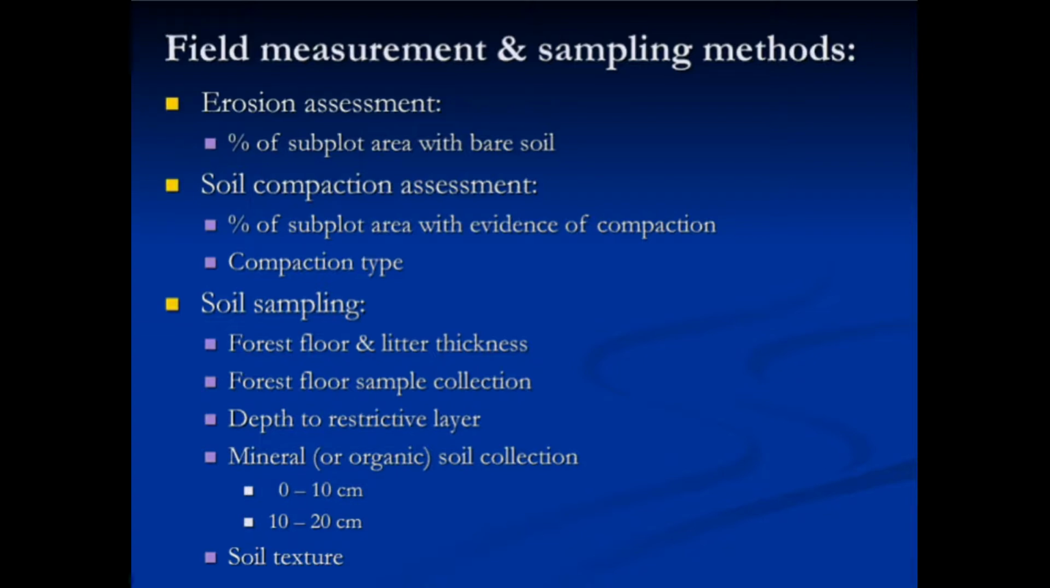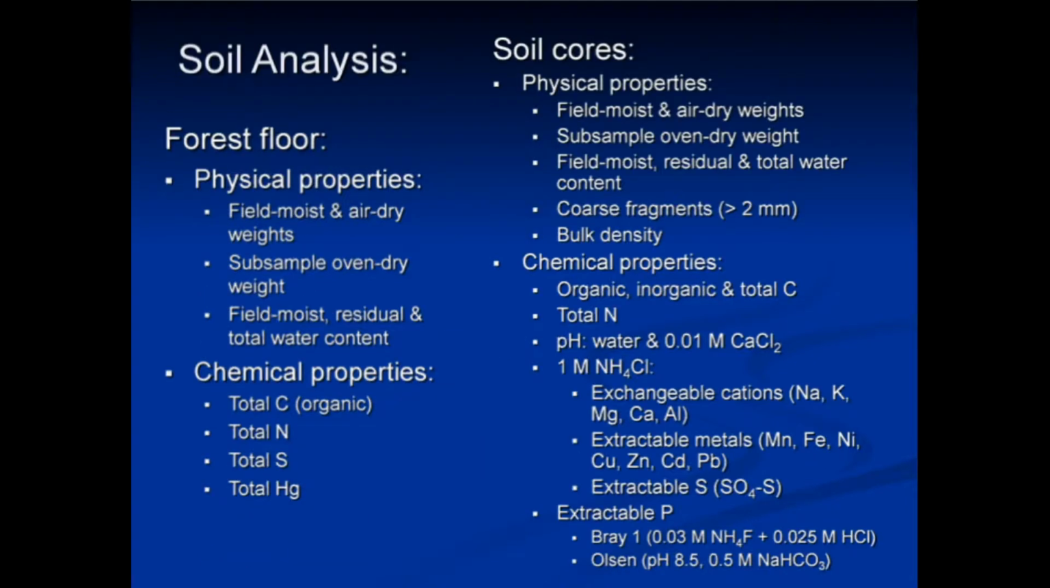We do measure forest floor litter thicknesses. We take a sample of the forest floor. We sample the soil cores, 0 to 10 and 10 to 20 centimeters. Soil texture, I'm just going to focus on data from here. These are all the things we measure in the regional FIA labs: a number of physical properties of the forest floor, a number of chemical properties, including carbon and nitrogen, some physical properties of the soil cores, chemical properties, carbon, nitrogen again, pH, exchangeable cations, extractable phosphorus, and so on. And today I'm going to show you some of this data for the West and across the country.